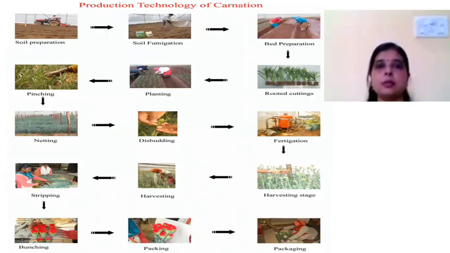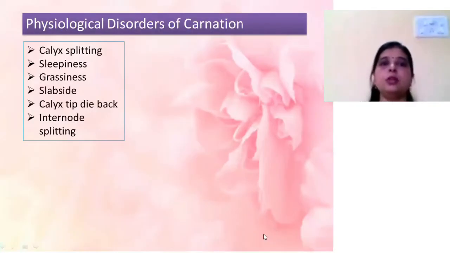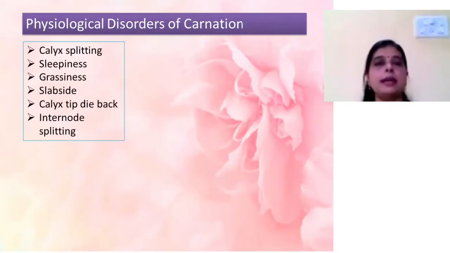I have summarized the production technology of carnation in this way: soil preparation, soil fumigation, bed preparation, rooted cutting planting, pinching, netting, disc budding, then fertigation, harvesting stage, harvesting, stripping, bunching, packing, and packaging. Now the physiological disorders of carnation. Like any other flower crop, carnation also suffers from a number of physiological disorders.